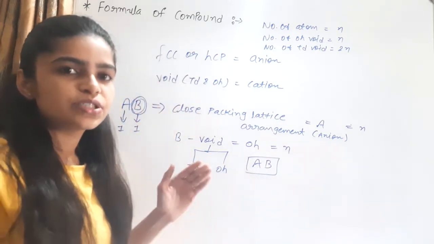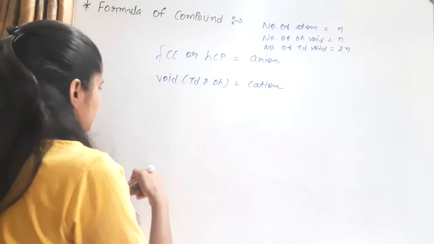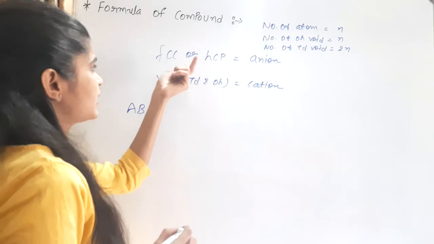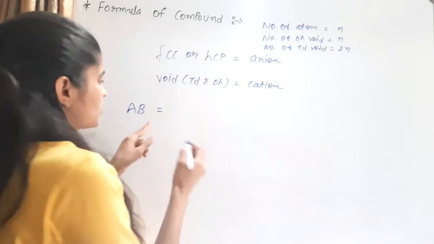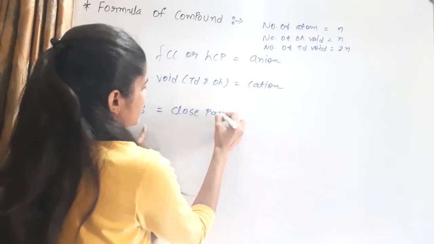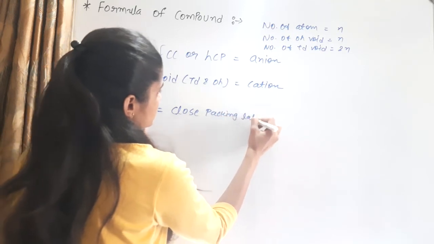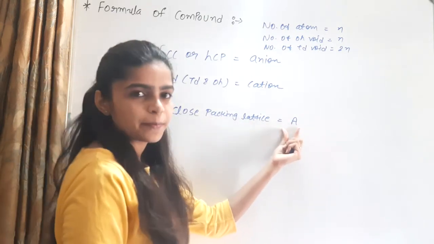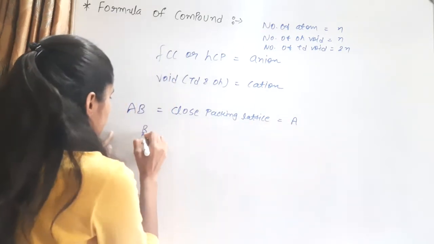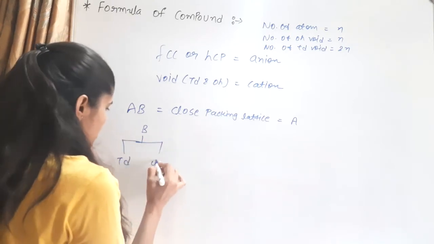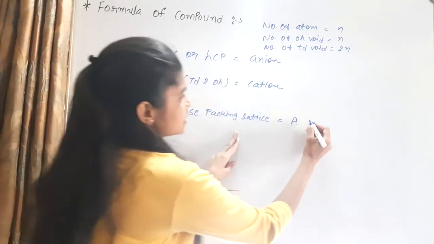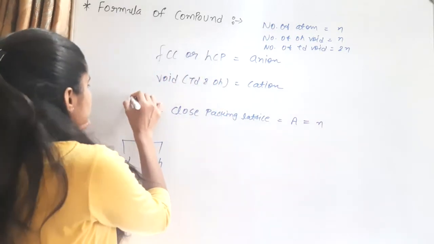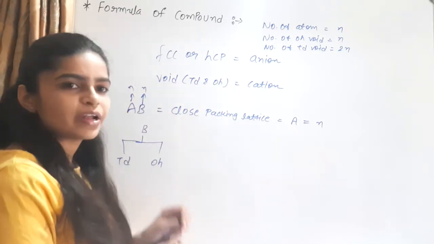This way we consider the different types of formula. First, A is the closed packing lattice, FCC or HCP. The closed packing lattice arrangement is adopted by A. Then B is divided into two, tetrahedral and octahedral. For example, for AB with A equal to n, B also has the value n.